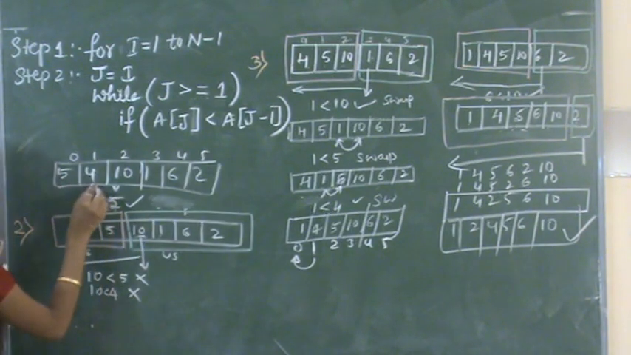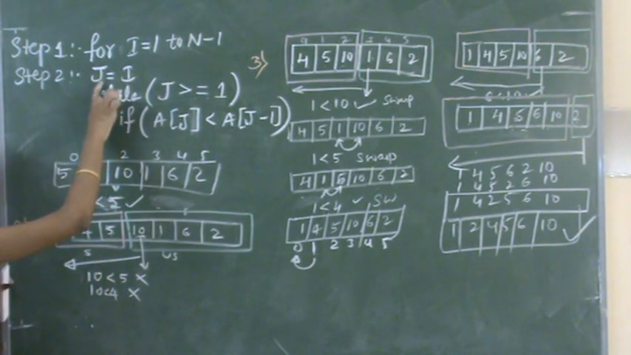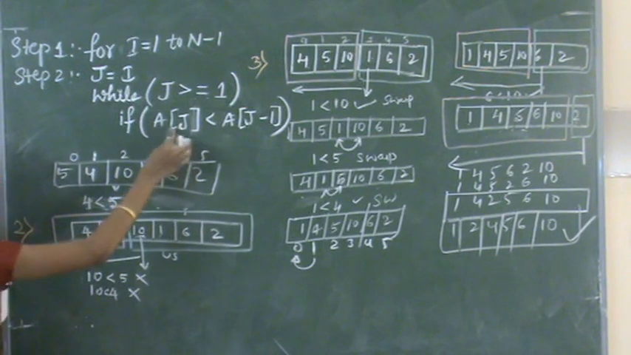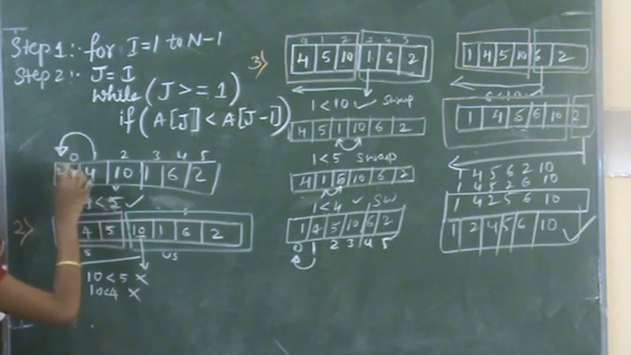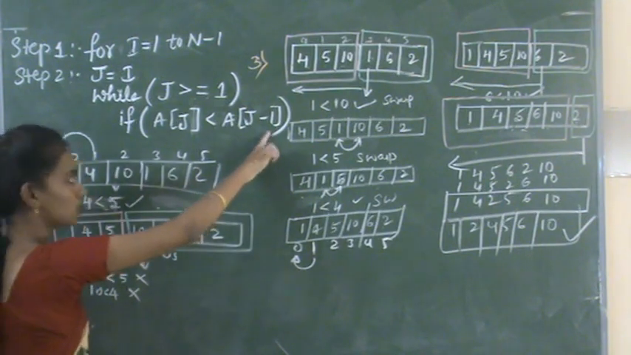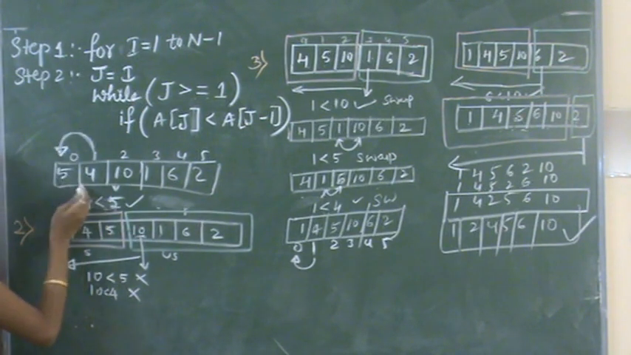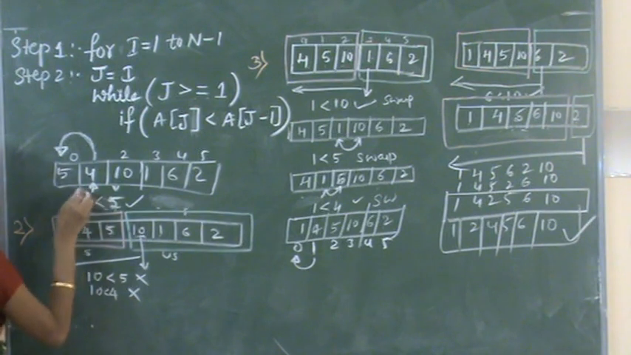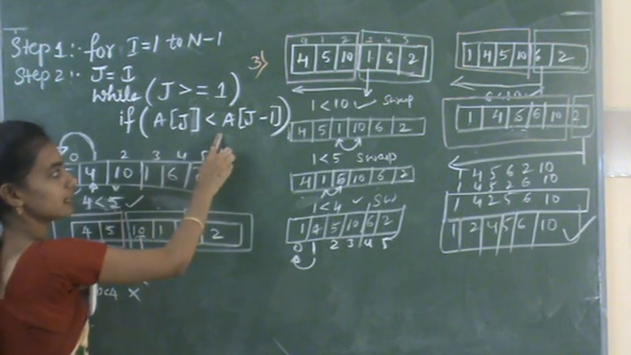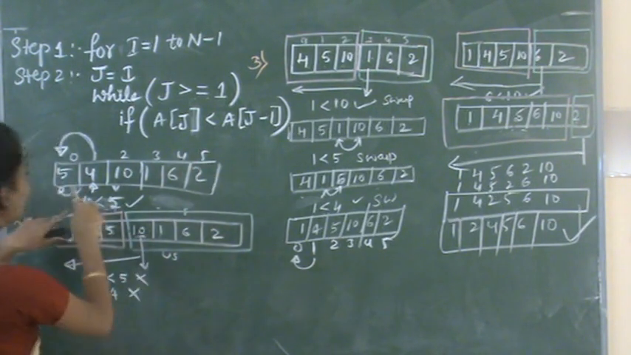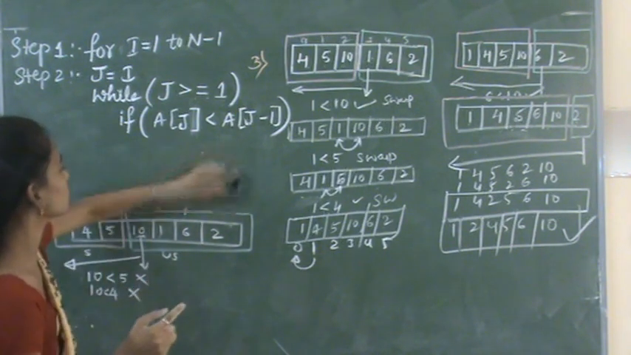We are assigning the i value as 1, so that 1 is assigned to j. So we are using a of j, meaning index 1. This a of j is compared with the previous one, which is j minus 1, that is 0. So this is considered as a of j and this is a of j minus 1. If a of j is less than a of j minus 1 and it is true, what do we do? Swap the values, right?